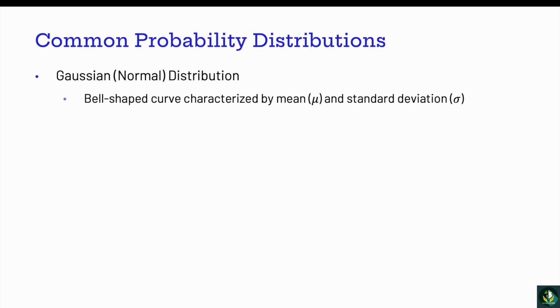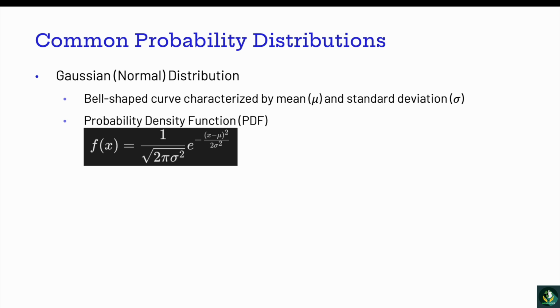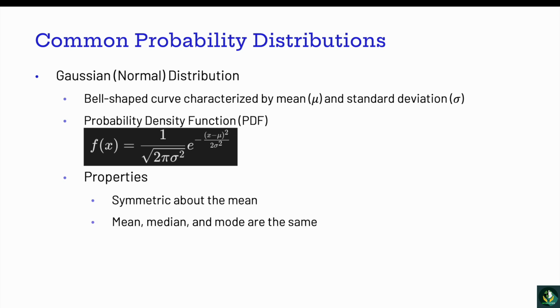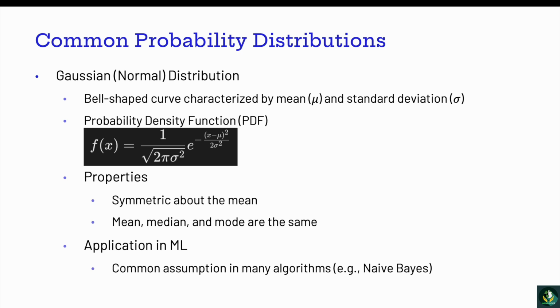We have Gaussian distribution or normal distribution. This is a bell-shaped curve characterized by mean, which is mu, and standard deviation, which is sigma. Probability density function for this, PDF, is defined as f of x equal to 1 divided by square root of 2 pi sigma square, e raised to minus (x minus mu) square divided by 2 sigma square. The properties include it's symmetrical about the mean, and mean, median, and mode are the same for this. Applications in ML include its common assumption in many algorithms, for example naive Bayes, and it's used in feature scaling, for example standardization.